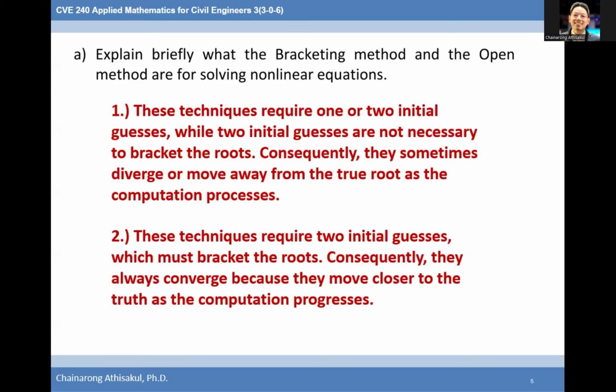But the open method requires one or two initial guesses that do not necessarily bracket the root. Then it sometimes diverges, because you calculate from one initial guess. So it may diverge, but if it converges, it converges very fast. This is just an example of the definitions.